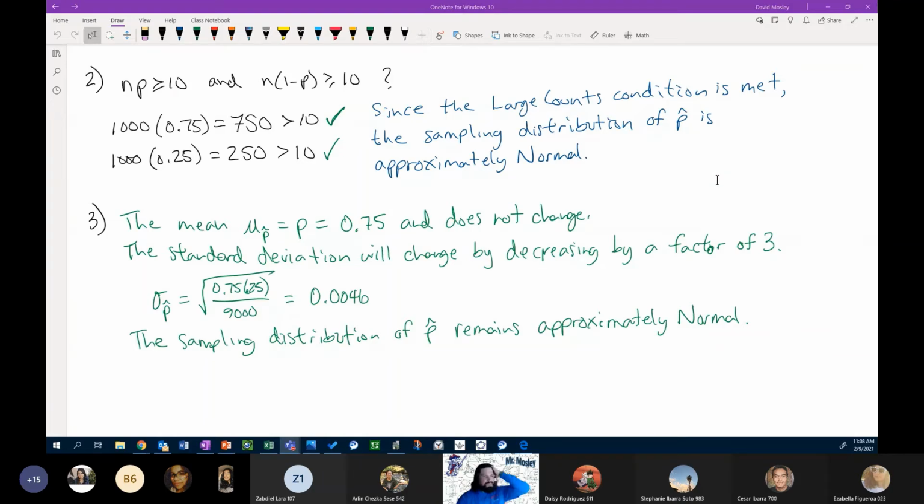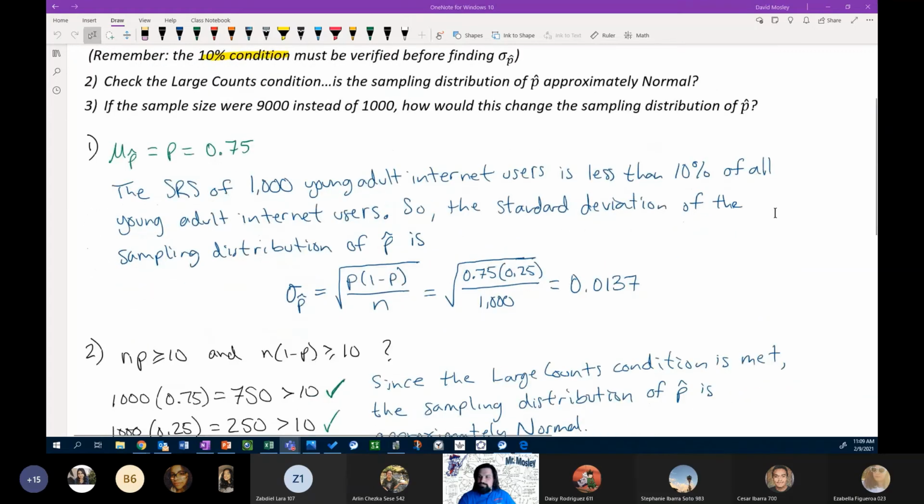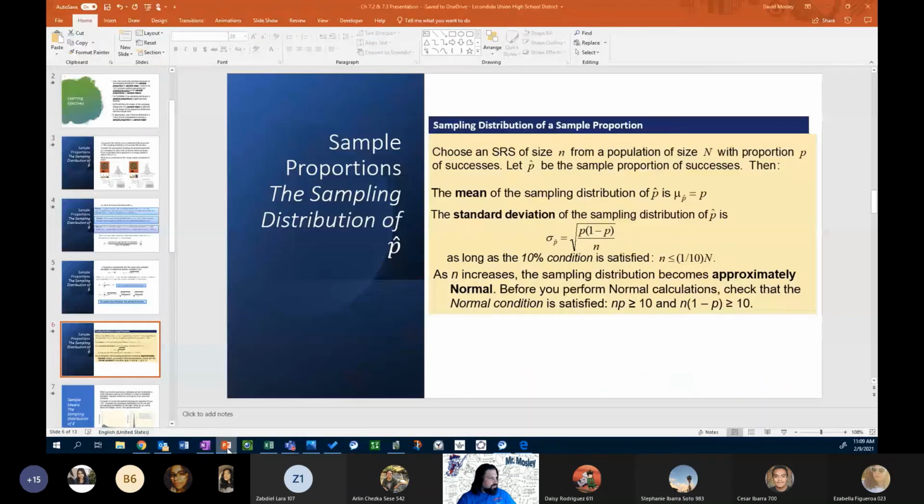Is there any questions or anything I can clarify about this example? Do you need a moment to write anything down from this example? Okay. Then back to our presentation.